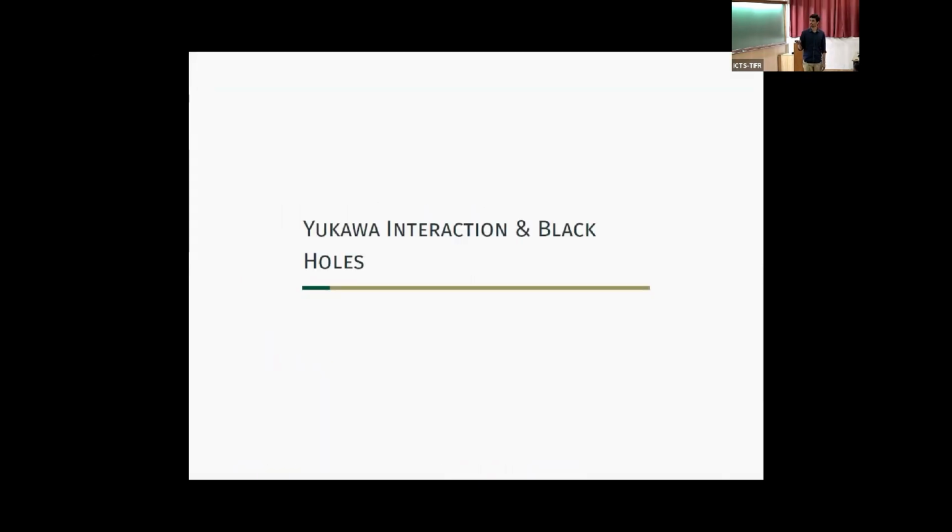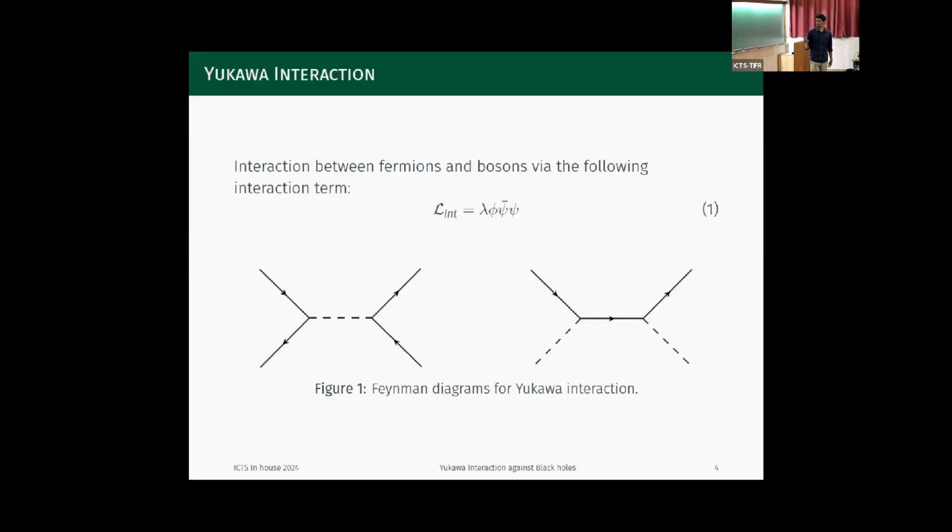So let's start with the basic ingredients for this talk. What is Yukawa interaction and black holes? For us, Yukawa interaction is just interaction between fermions and bosons with the following interaction Lagrangian, where lambda is the coupling constant, phi is a scalar which represents a boson, and psi is a spinor which represents a fermion. And as you can see, this interaction Lagrangian can give rise to these kinds of Feynman diagrams, which in this case is a 4-point diagram with one exchange. The dashed line represents the scalar, the solid line represents the fermion.